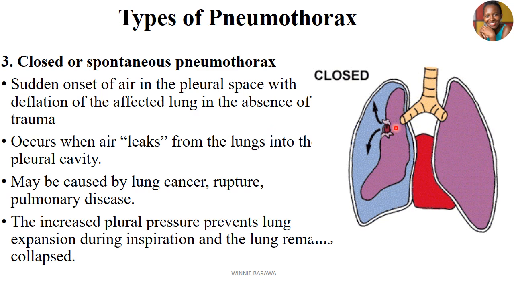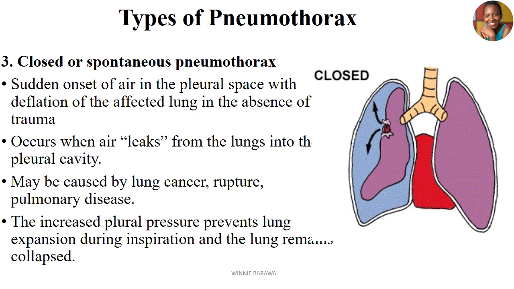So you can observe in this diagram, there's an injury directly on the lung such that when the client breathes in, the air tends to escape through that injury on the lung. We are told this injury on the lung that is causing the air leakage could be caused by factors like lung cancer, rupture, or pulmonary diseases like fibrosis. And so with the lung having been damaged directly, when the client is breathing in, this air comes out. So the increase in the pleural pressure prevents the lung expansion during inspiration and the lung can end up collapsing.